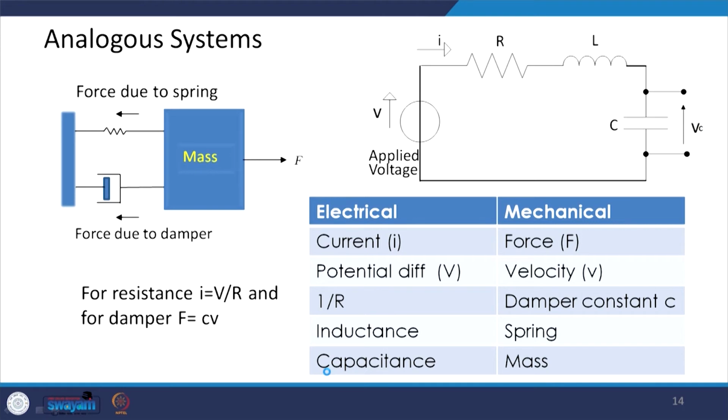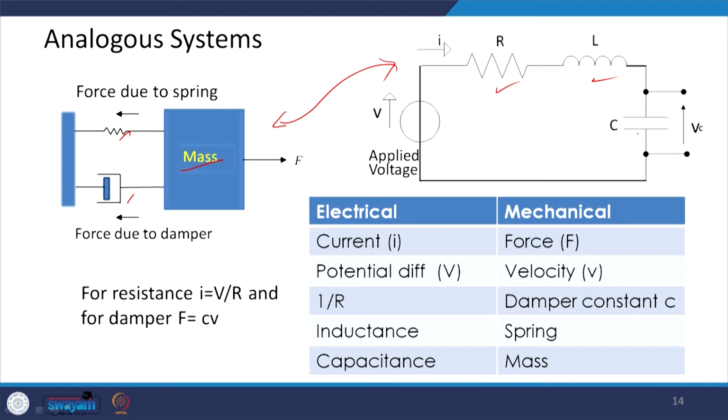Often there is an analogy which is made between the electrical system and a mechanical system. We have seen the mechanical system in the previous lecture, where you have a mass, a spring and a damper. And its analogous electrical system is the RLC circuit, consisting of a resistor, inductor and the capacitor.